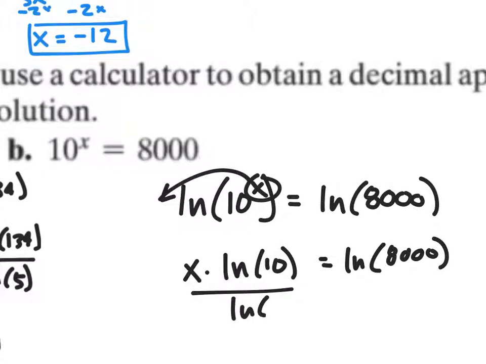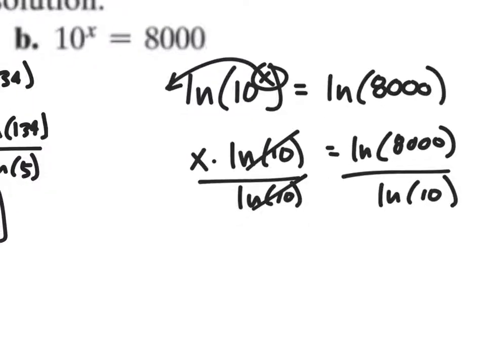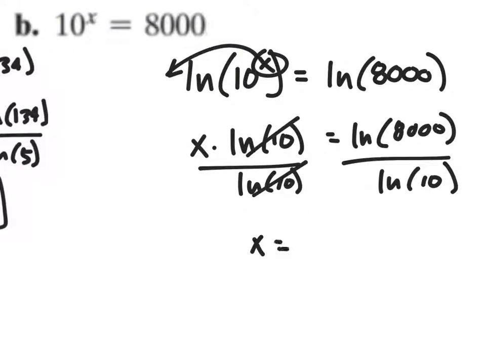Divide by ln of 10. And so then we get that x is equal to, plug this into the calculator, natural log of 8,000 divided by the natural log of 10. And that's going to give me 3.903.